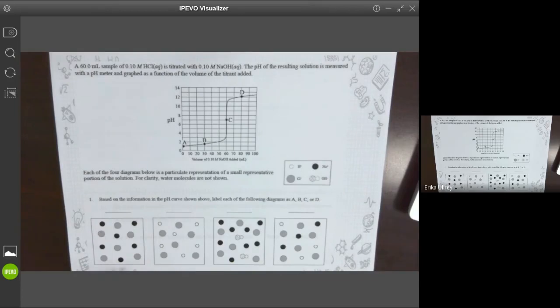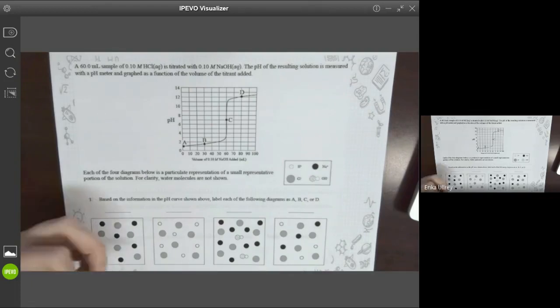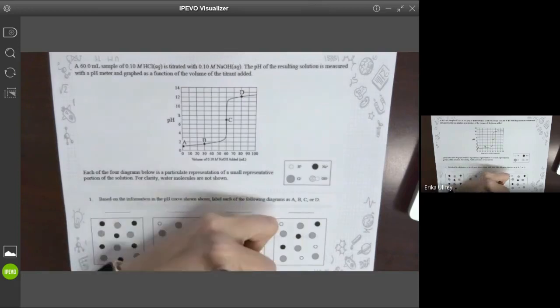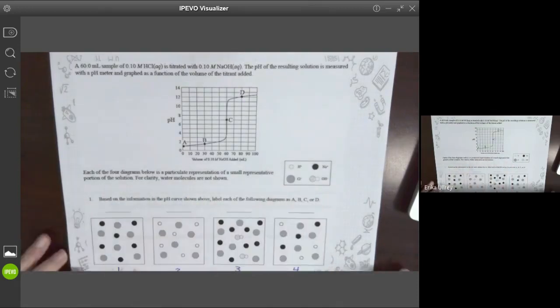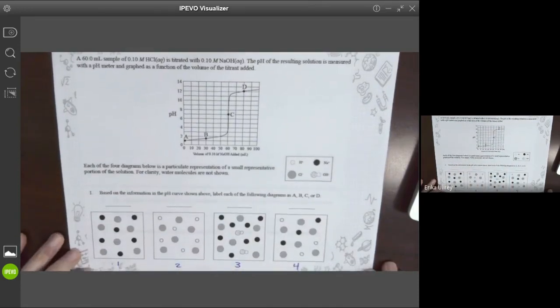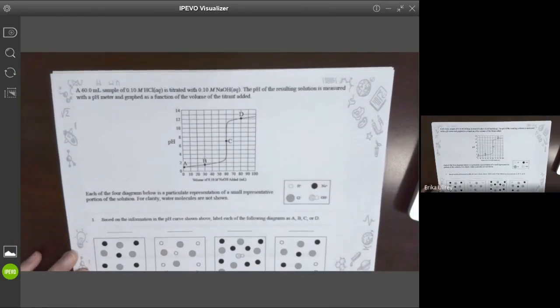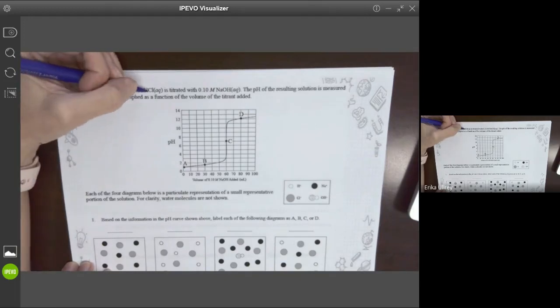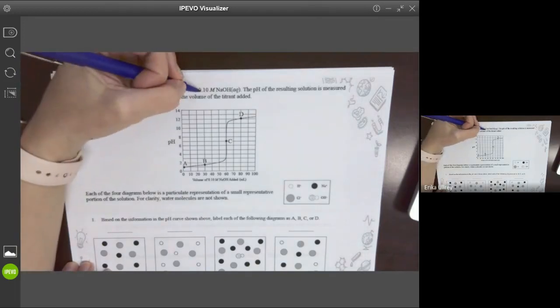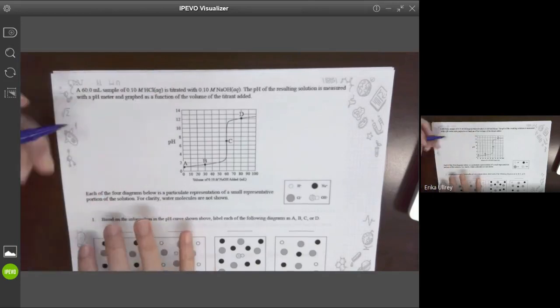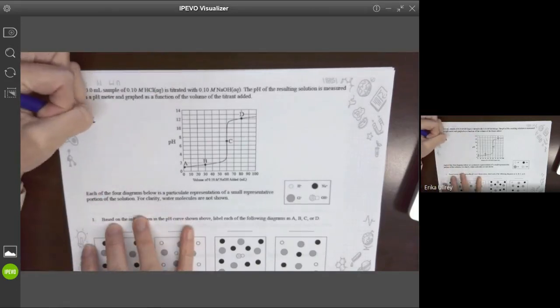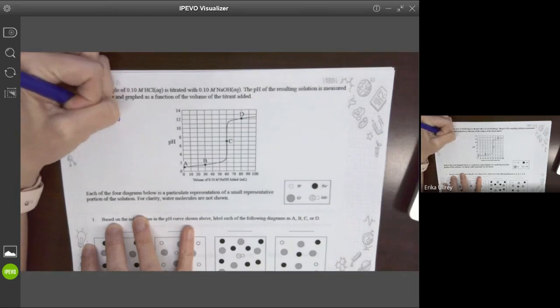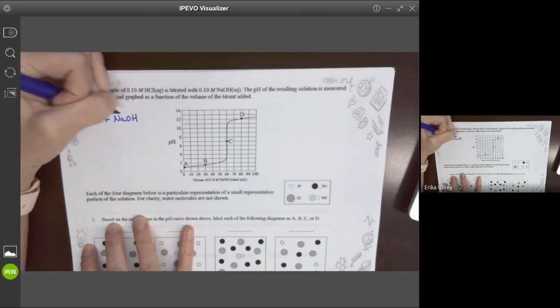We have 4 different diagrams down below here, okay? Based on the information, we'll call these diagrams 1, 2, 3, 4. And up above, it says we have a 60 milliliter sample of 0.1 HCl. It's titrated with 0.1 NaOH, okay? So we have HCl being titrated with NaOH.